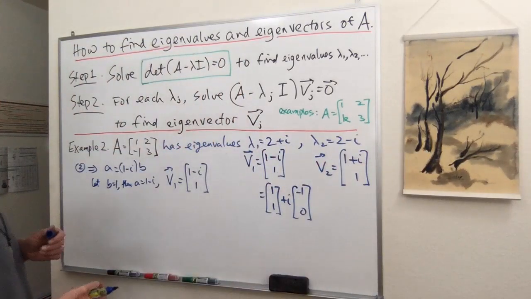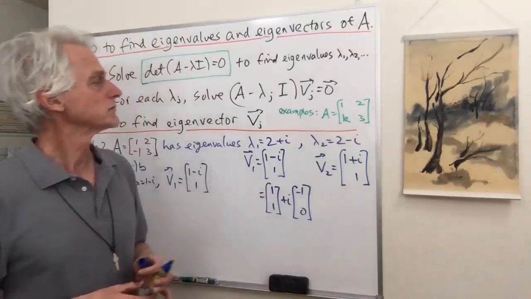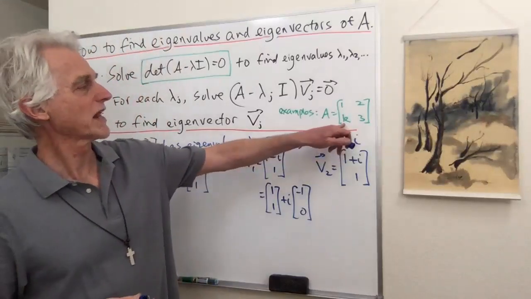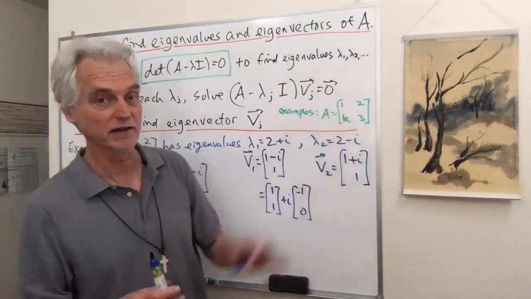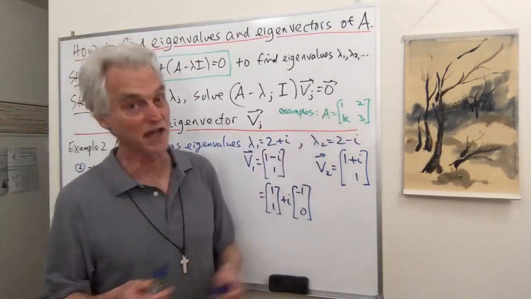Okay. All right. So in the next video, I'll think about what happens if we try to find the eigenvalues of this matrix here that has an arbitrary constant in it.